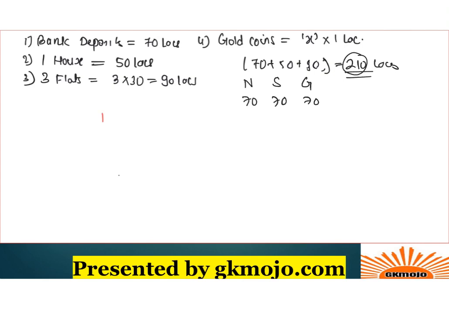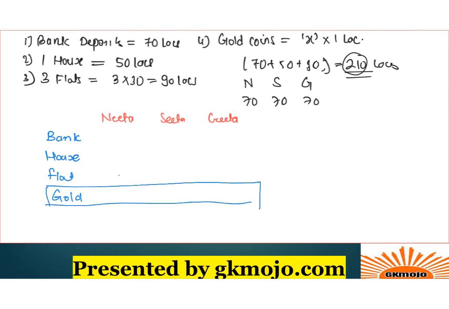If you have Nita, Sita and Gita, all right, and here in the column we will have the bank, the house, and the flat, and gold. For now we'll keep the gold as it is because we do not know how many gold coins there were, but we'll deal with the bank, the house and the flat over here.